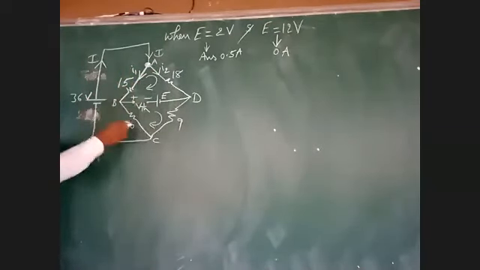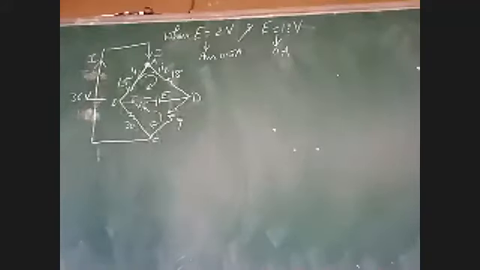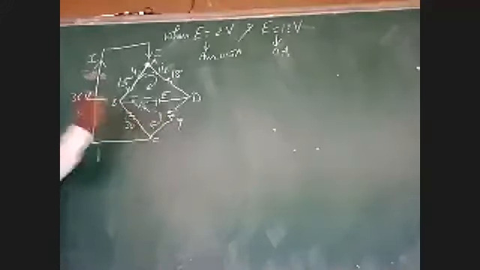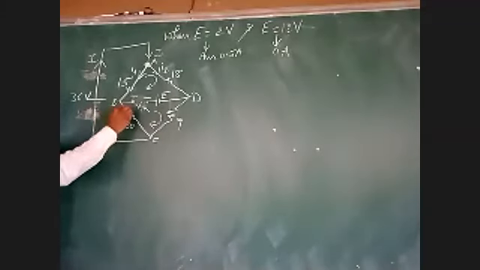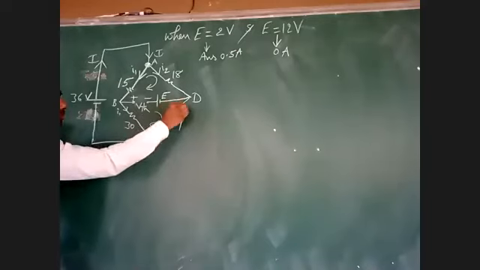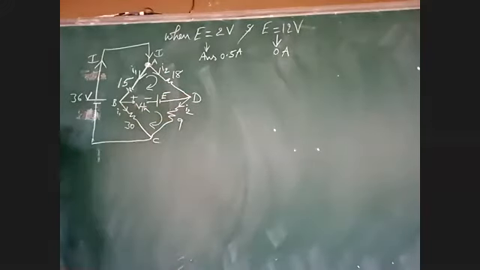What is the current flowing in 30 ohms? I1. 15 and 30 are in series. There is no current division because of the open circuit, so I1 is the current flowing in 30. Similarly, I2 is the current flowing in 18 and 9, which are in series because current does not divide here due to the open circuit.